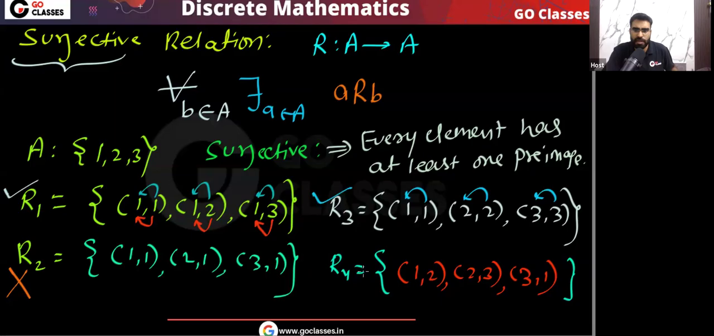What about R4? Can I say R4 is a surjective function? 2 has a pre-image, 3 has a pre-image, 1 has a pre-image. Yes, R4. So the answer will be R1, R3, R4. Is this clear? Please tell me. So this is the surjective function. Did you understand? Please tell me.